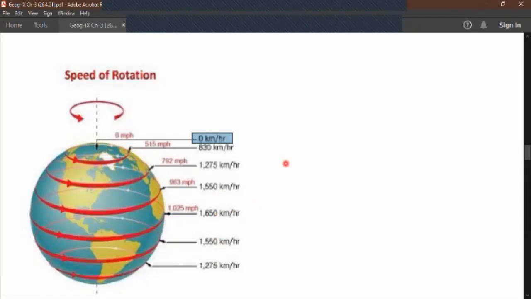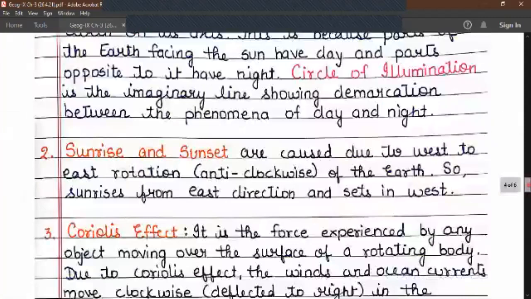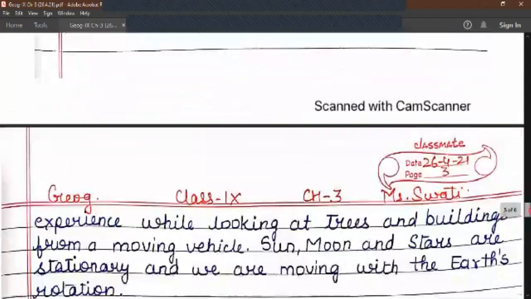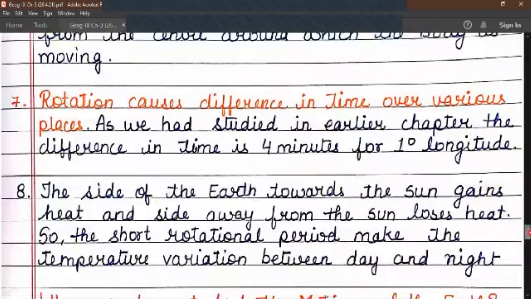Number 7, rotation causes difference in time over various places. As we had studied in the earlier chapter, the difference in time is 4 minutes for 1 degree longitude. Number 8, the side of the earth towards the sun gains heat and the side away from it loses heat. So, the short rotational period makes the temperature variation between the day and night.